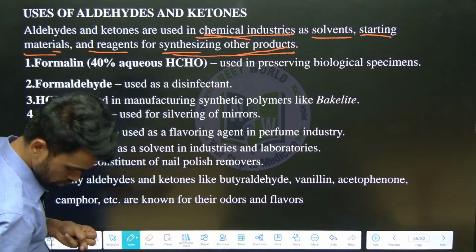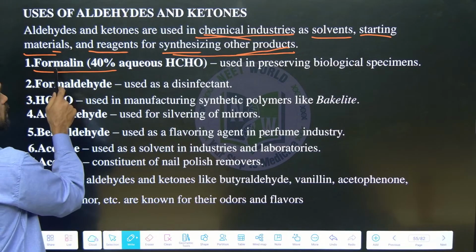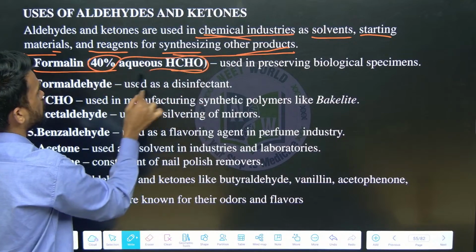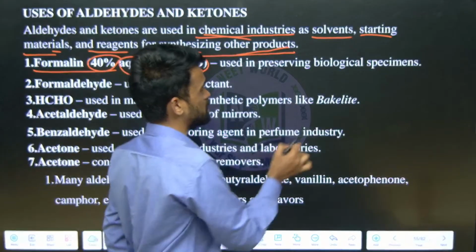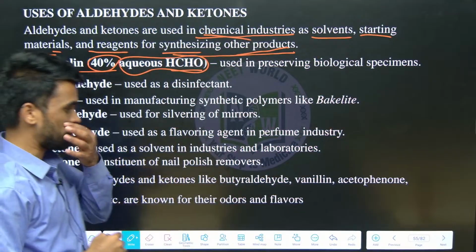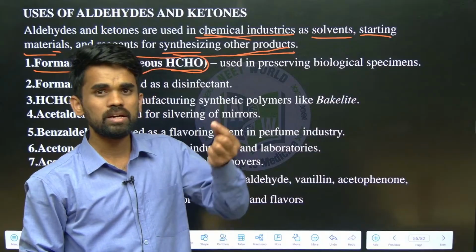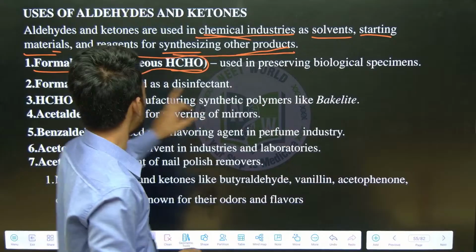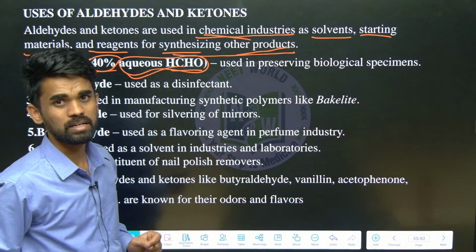Formalin is an example. Formalin is nothing but formaldehyde; a 40% aqueous formaldehyde solution is called formalin. It is used to preserve biological specimens. In our biology labs, like botany or zoology labs, specimens are stored in this liquid, formalin solution.